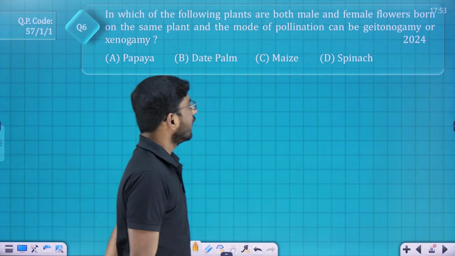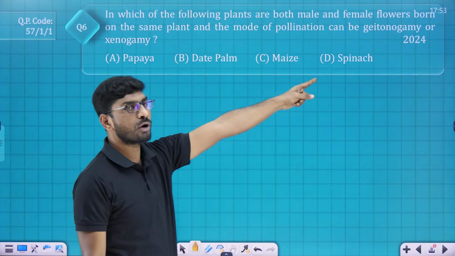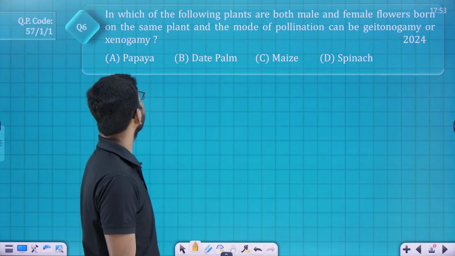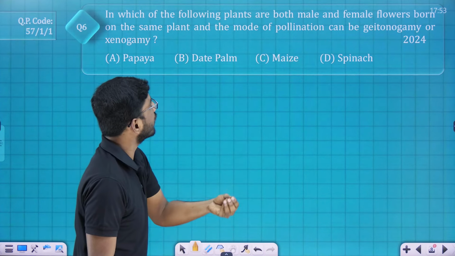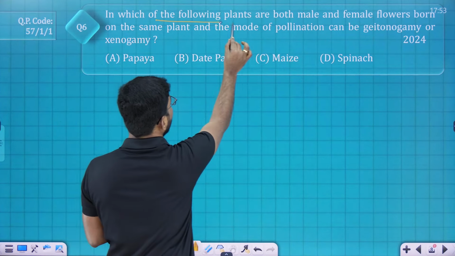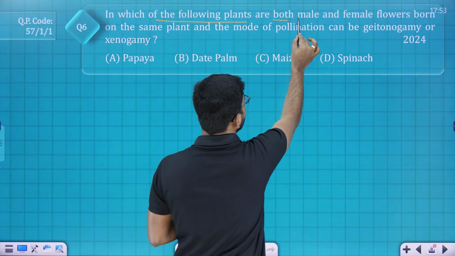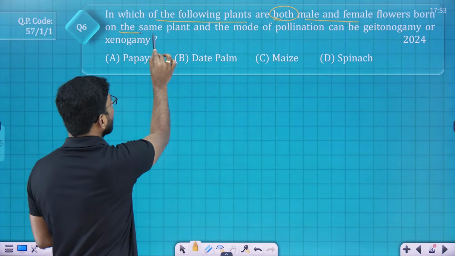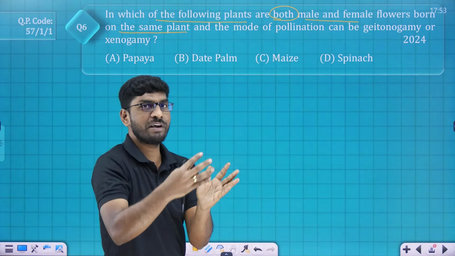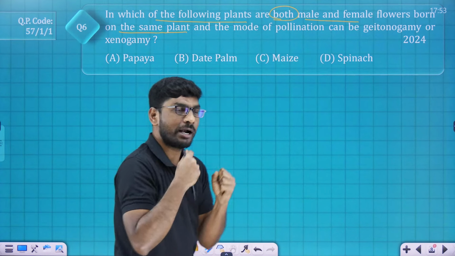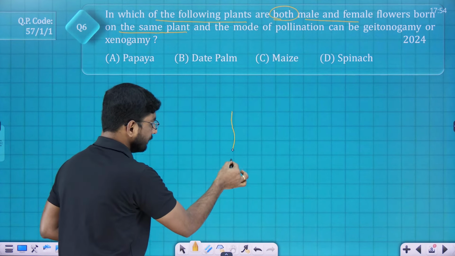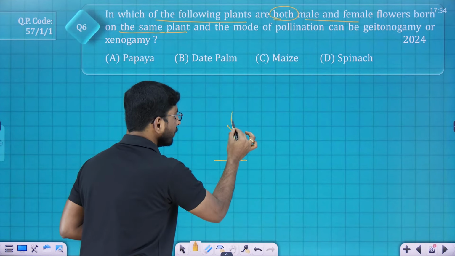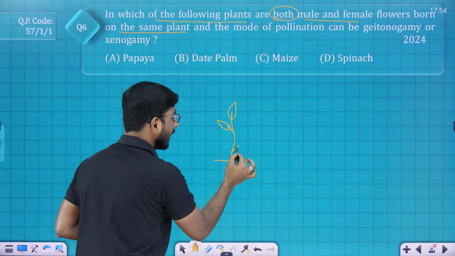Look at the next question. It is a 2024 last year question from sexual reproduction in flowering plants. In which of the following plants are both male and female flowers borne on the same plant? Male flowers and female flowers borne on the same plant. Let me take here one plant. In this plant, both male and female flowers are borne on the same plant.